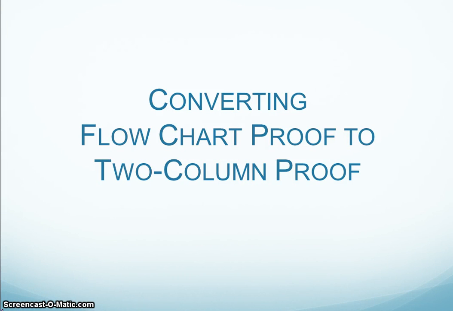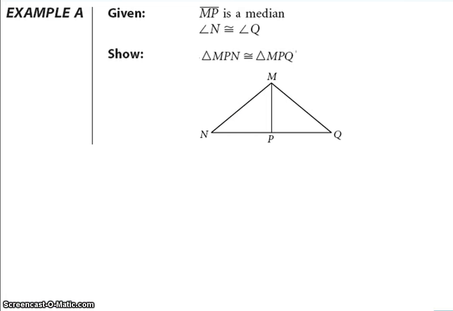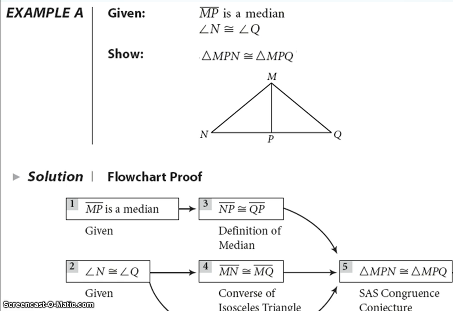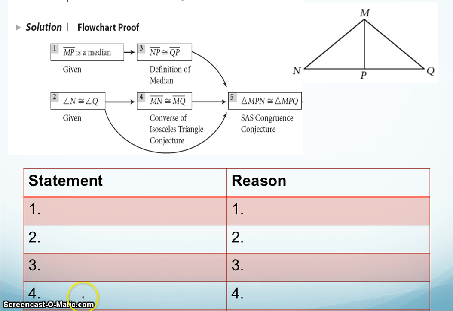Okay, class, today we are going to be working on proofs, and we're going to start off by converting flowchart proofs to two-column proofs. So take a moment and read the first example, where we want to, given that this is a median and these two angles are congruent, show that these two triangles are congruent. And so we are given the flowchart, and we're going to convert that flowchart into a two-column proof.